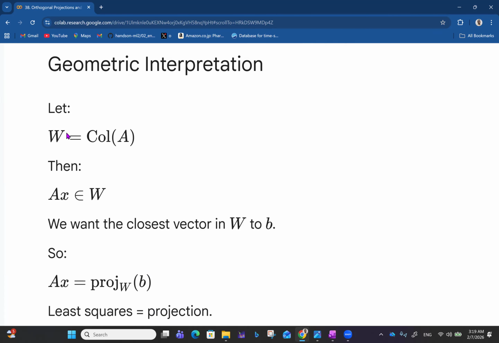So let W, that's the subspace now, be the column space of A. Then we say that AX belongs to W, right? Then we want the closest vector in the subspace to B, all right? So that AX is the projection of B onto W. So you can see how the idea of projection is coming into the least squares method now.